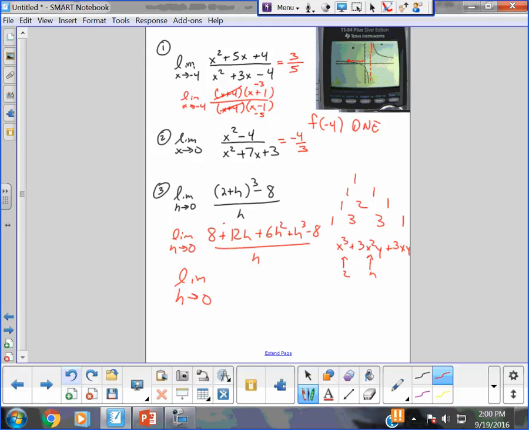So everybody, the 8's cancel, and I've told you this, I'm not going to factor h's anymore because we're smart people. And now, can I let h go to 0? Yes, I can. And I get this limit is 12.